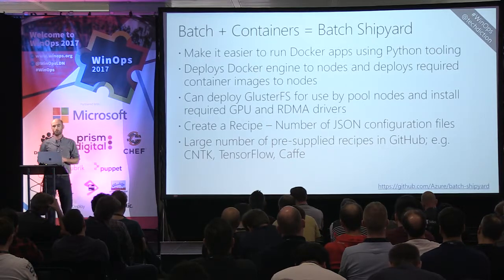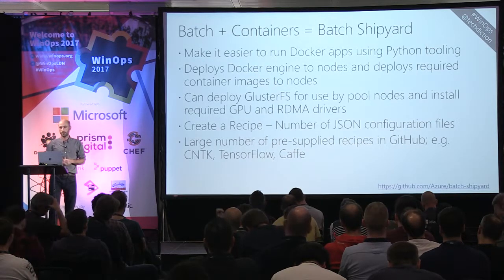But if we want to use Docker with batch, we've got something called Batch Shipyard, which again is an open source project. And what this does is deploy Docker Engine to the VMs that are spun up, and pull down our container image, which is going to do the processing, to those nodes. We have what's called recipes. So a recipe specifies the number of nodes we need to spin up in our pool, and the Docker image, and how we're going to create the tasks.